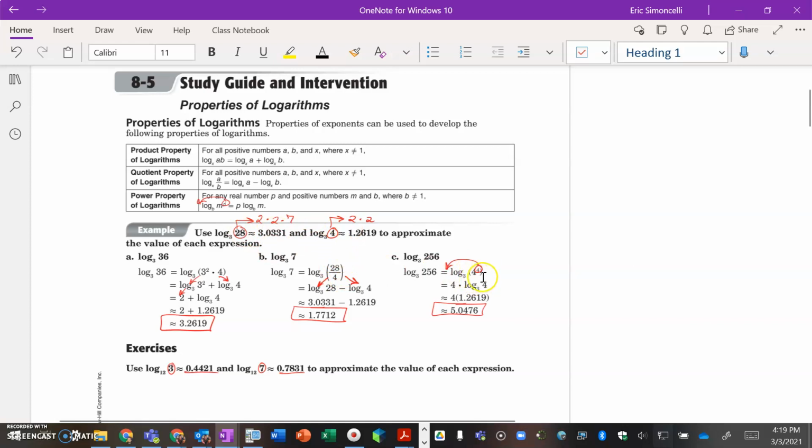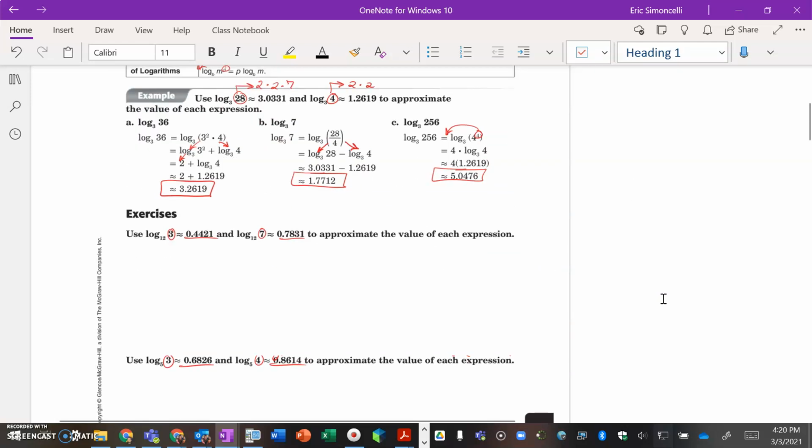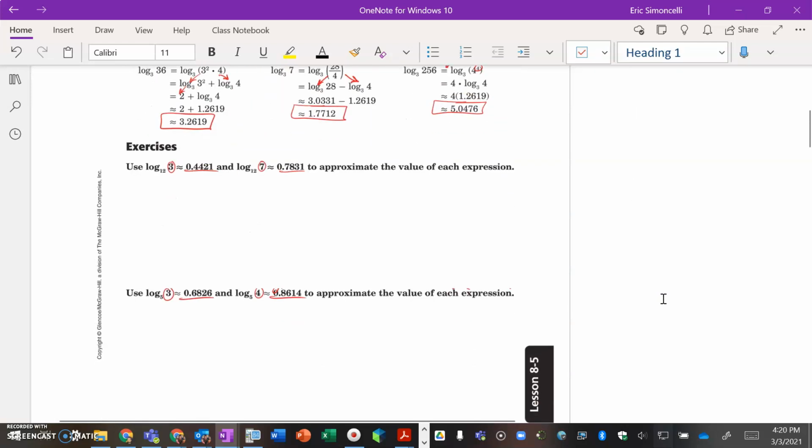4 to the 4th is 256. The power property again applies just like it did back on part A, such that it's now 4 times log base 3 of 4. Again, the power property allows me to move the exponent in front as a multiplier. So now it becomes 4 times log base 3 of 4, and of course we already knew log base 3 of 4 was 1.2619, and then simply multiply. And again, you may need your calculator, but it does work out to be approximately 5.0476.